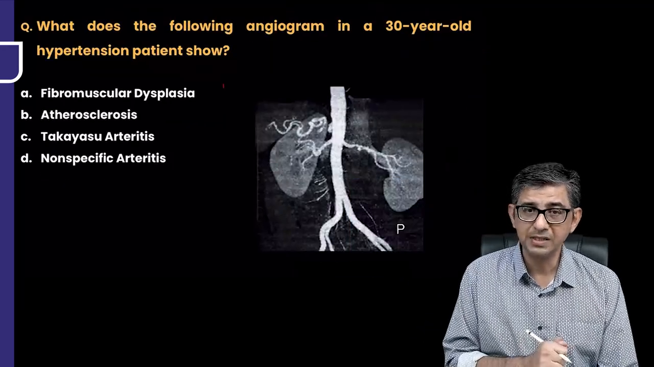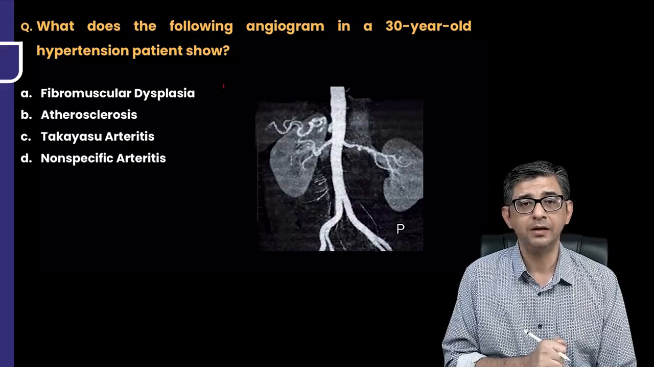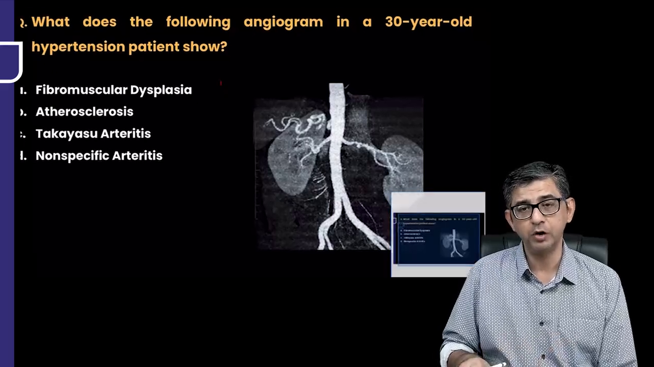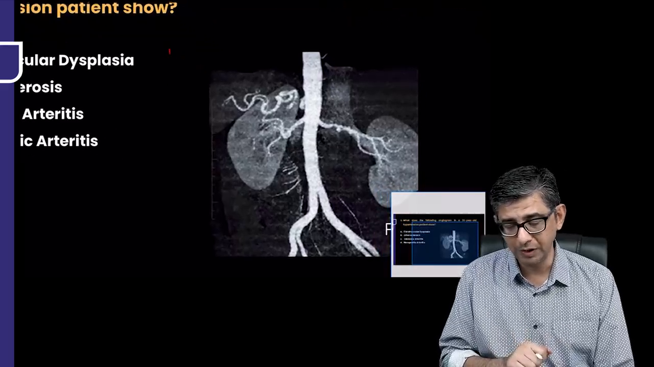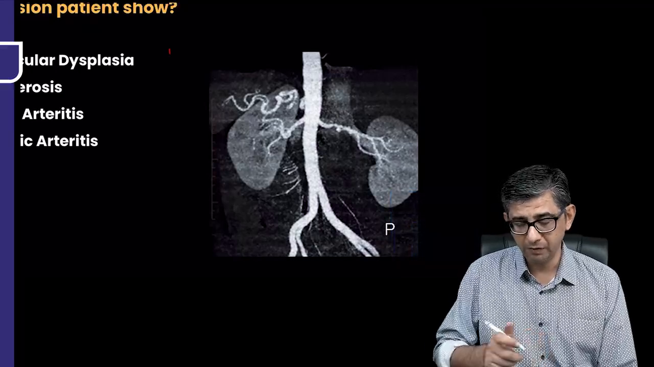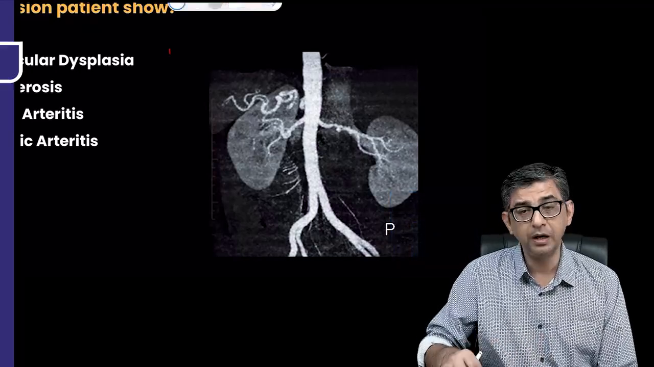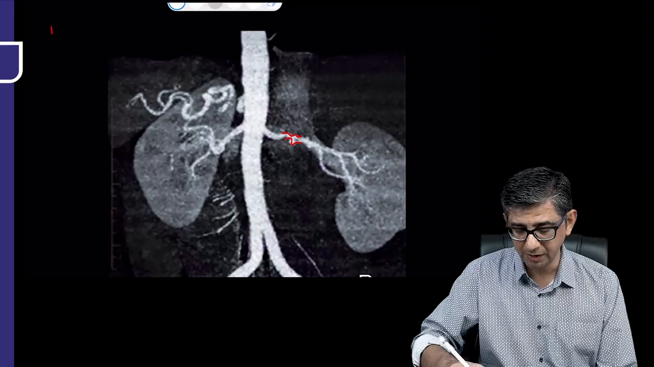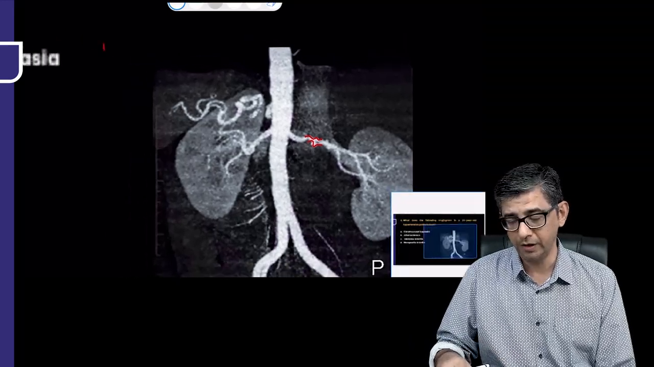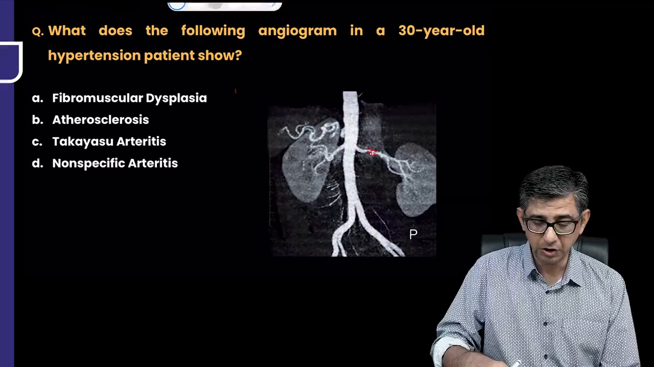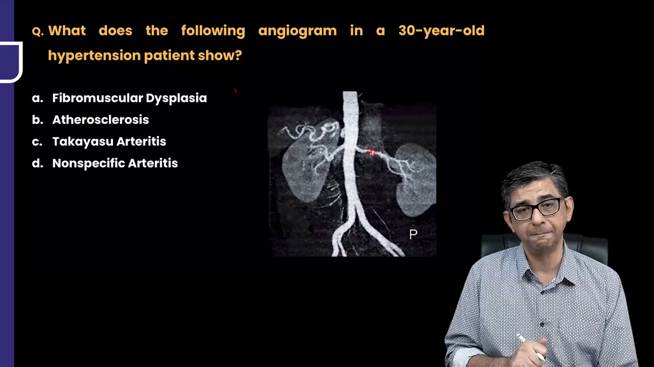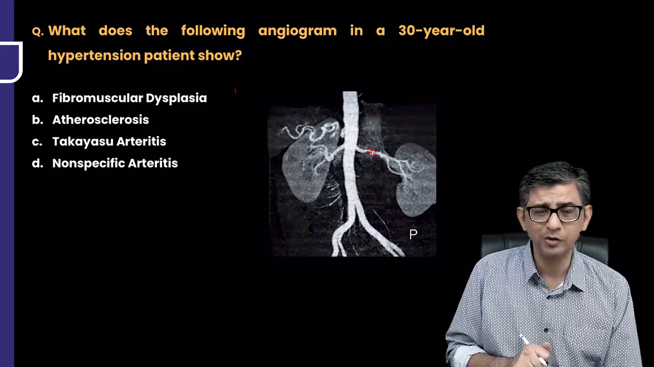The subsequent question says, what does the following angiogram in a 30-year-old hypertension patient show? He's given you a renal angiogram, and when you scroll through, you notice that the renal parenchyma looks fine. But when it comes to the renal artery architecture, there is some irregular appearance or a beading present along the course of the renal artery. This chain of beads appearance is very characteristic for fibromuscular dysplasia. Now, how am I ruling out atherosclerosis?